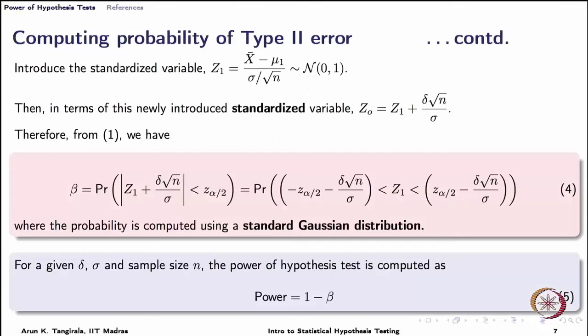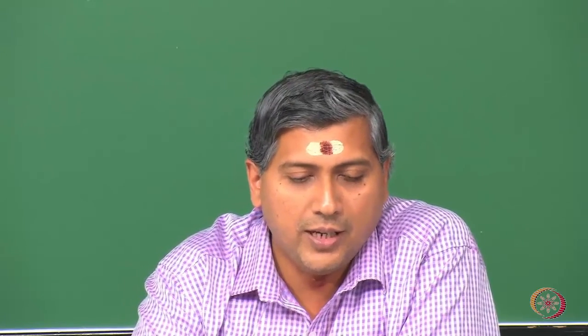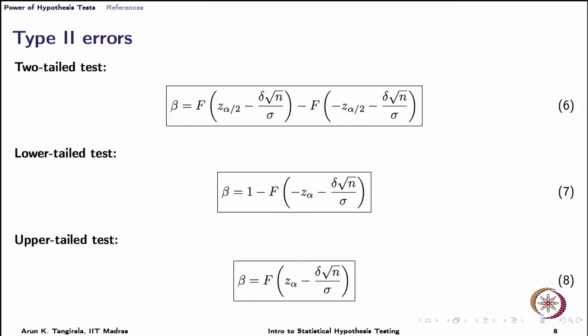With that in mind, we will move on to now the definition of power. Power is nothing but 1 minus beta. For your convenience, what we have done here is we have summarized the expressions for the power of the hypothesis test for different scenarios, that is for the two tail test, the lower tail test and upper tail test.